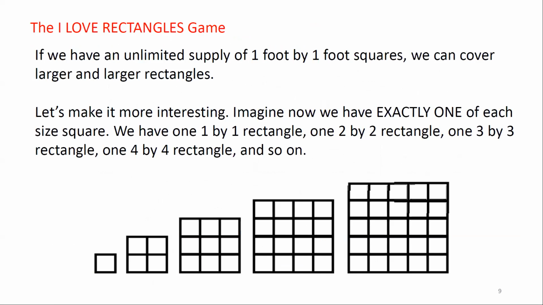Now, let's change it a little bit. What we were doing before, we had one shape, and we had as many copies of it as we needed. Now we're still going to have one shape, a square, but we're not going to have as many copies as we need, potentially. We're only going to have one 1 by 1, one 2 by 2, one 3 by 3, one 4 by 4, one 5 by 5, and so on. So every shape is a square, but each size square we have once and only once. And we want to cover.